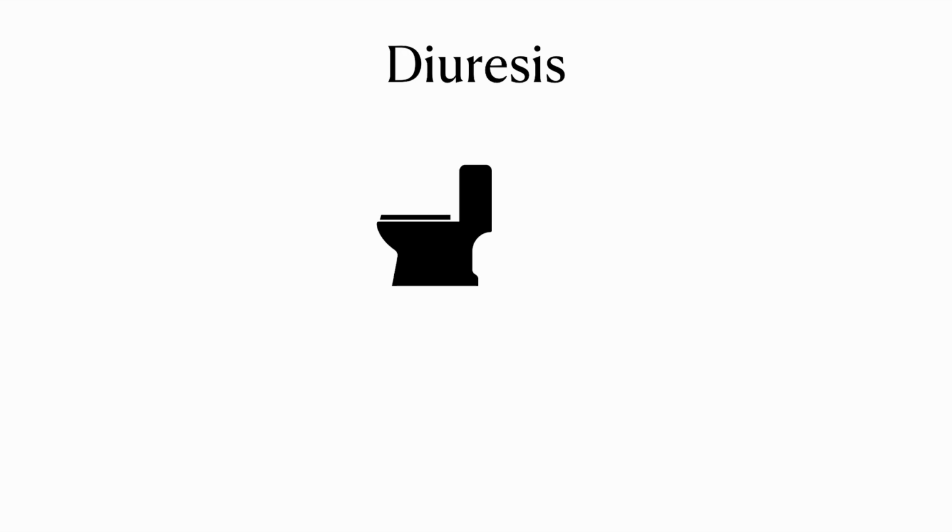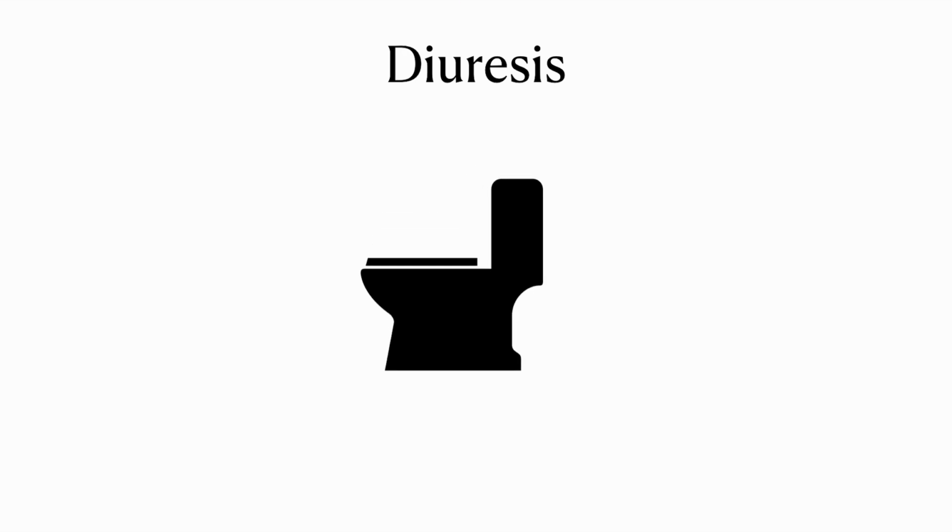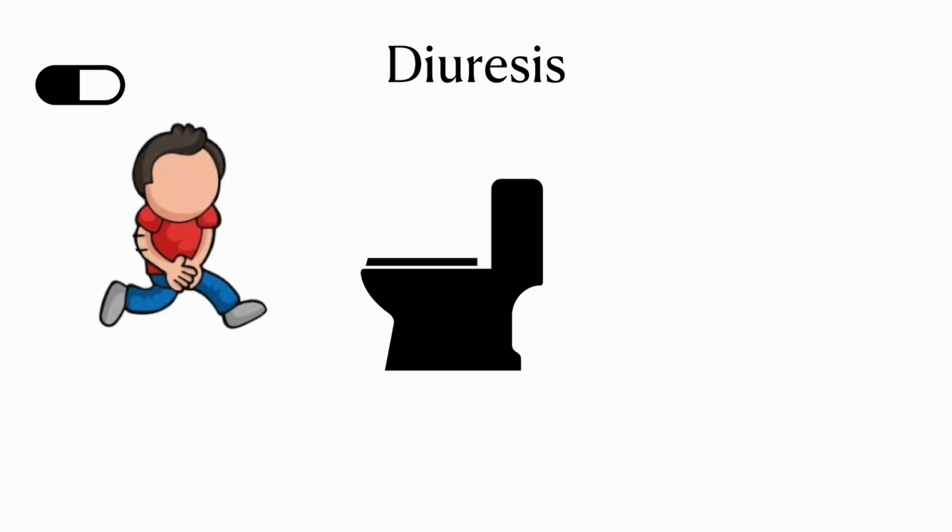Diuresis is a condition in which you have to go to the washroom again and again to pass more and more urine. More and more urine means more and more loss of sodium and water in the urine. Now the drugs which force you to go to the bathroom to pass more urine are nothing but diuretics, right?